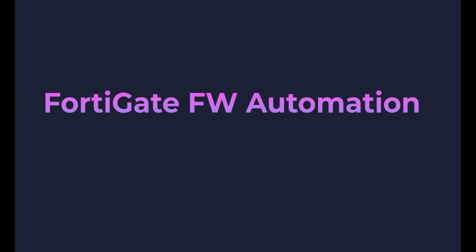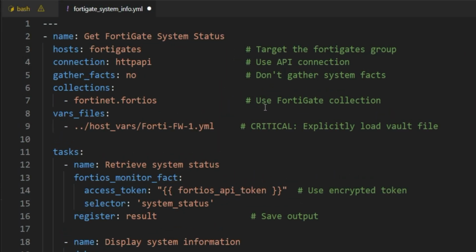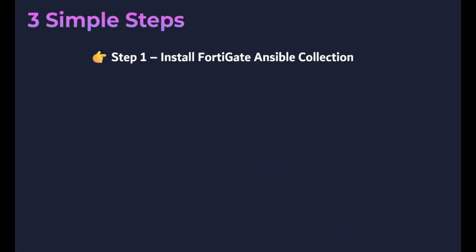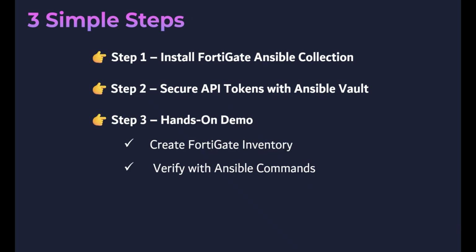Hey everyone, in this video we'll learn how to automate FortiGate firewall using Ansible. FortiGate uses REST API instead of traditional CLI commands, and we will do this in three simple steps. First, we'll install the Ansible collection, then we'll set up API access and secure our credentials using Ansible Vault. And finally, we'll create a playbook to retrieve the system information.